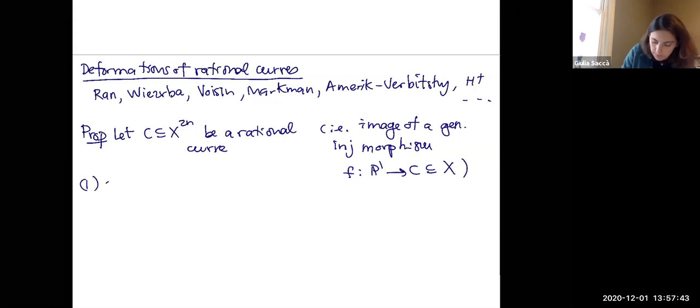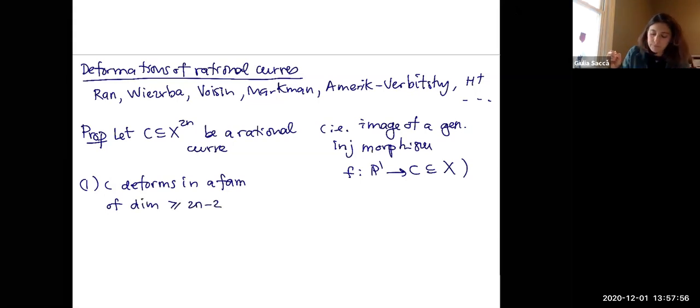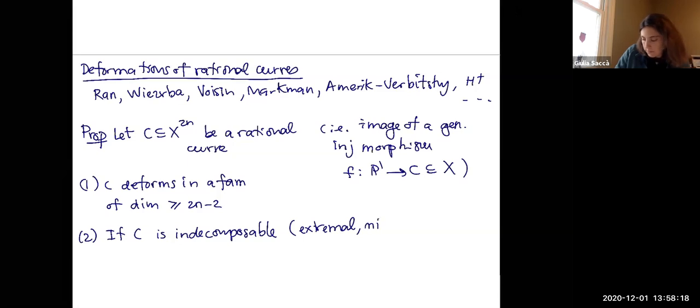Number one, C deforms in a family of dimension greater or equal to 2n minus 2. Second, if the curve class is indecomposable, if C is indecomposable, like for example, it's an extremal ray, or it's of minimal degree. So here, what I mean is that I can't deform C so that it breaks. This is what it means.